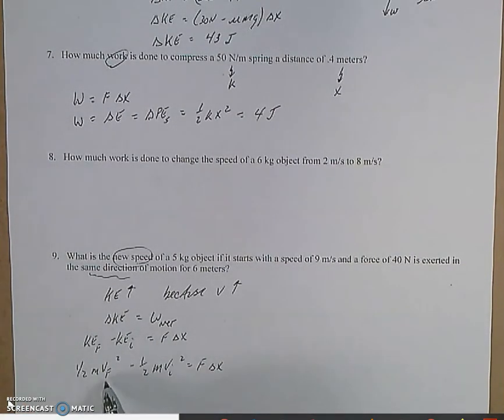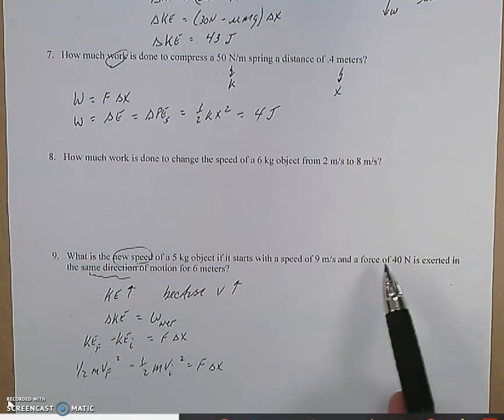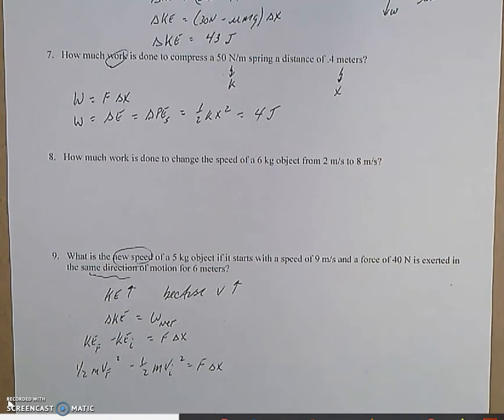I am trying to find this v final. So if I know everything else, I'm good to go. Well, it's a 5 kilogram object starting with a speed of 9 meters per second. A force of 40 newtons is exerted on it over a distance of 6 meters to cause this speed to get bigger. That speed should be bigger than 9 because again, the force is being exerted in the same direction as motion. If I do all that algebra and substitute all that stuff in there, the final velocity ends up being 13.3 meters per second.